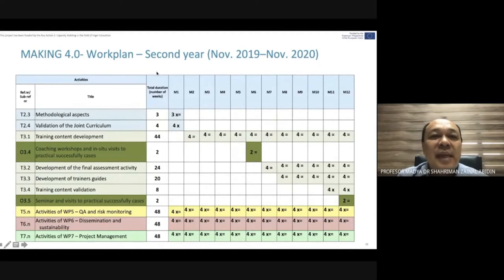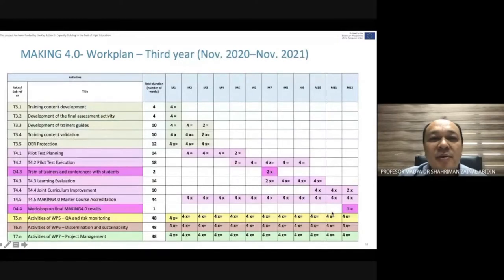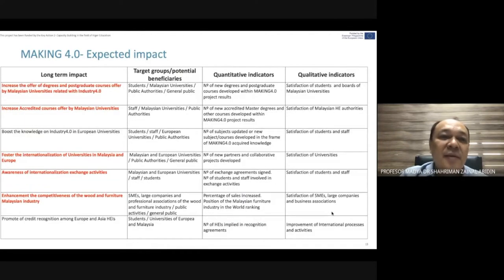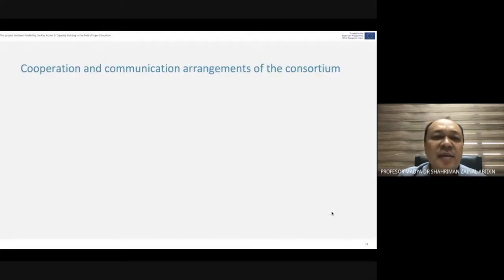The second year is the same, month 1 to month 12. We need to spell out how many weeks are involved during the discussion or meeting, and then this is year 3. We need to spell out the expected short-term impact: who is the target and potential beneficiaries, quantitative indicators, qualitative indicators, and we need to spell out the long-term impact on the target group, potential beneficiaries, quantitative indicators, and qualitative indicators.